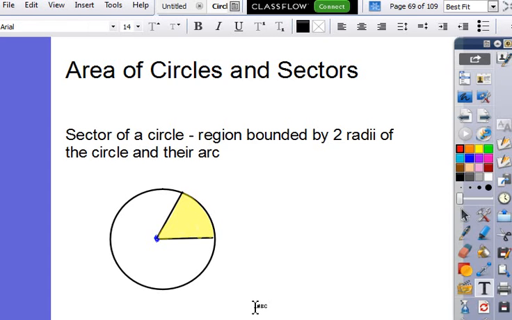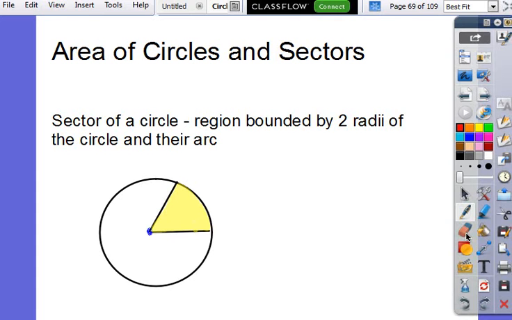All right. Looking at area of sectors or circles and sectors. In order to do that, we need to know what a sector is. The definition is region bounded by two radii of the circle and their arc. So in this case, this highlighted part right here is a sector. Just like the unhighlighted part is also a sector.